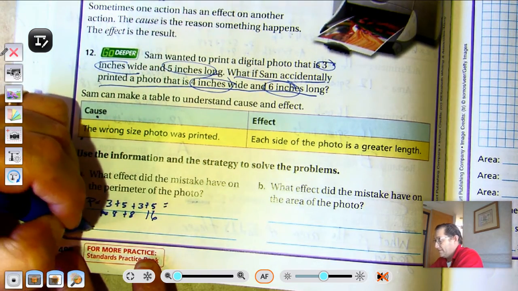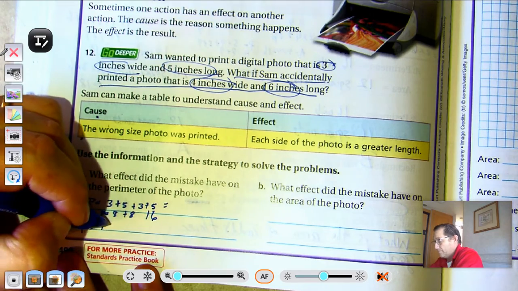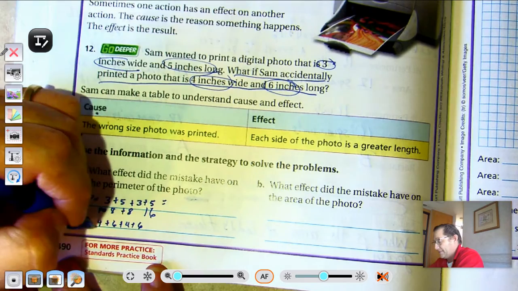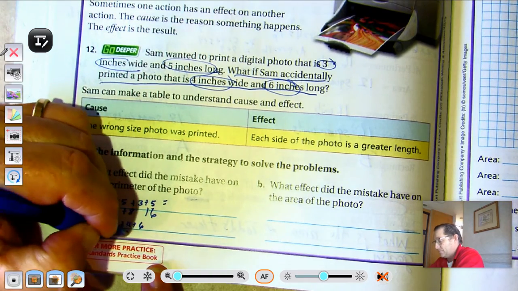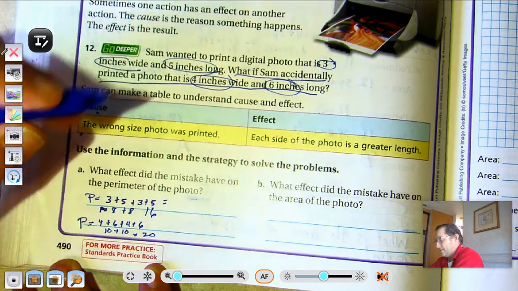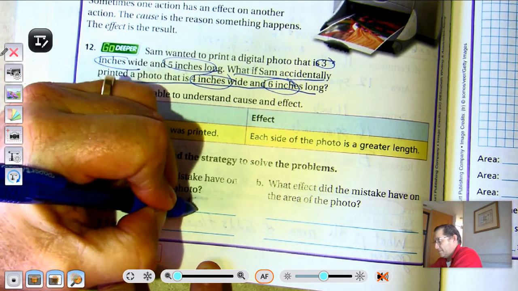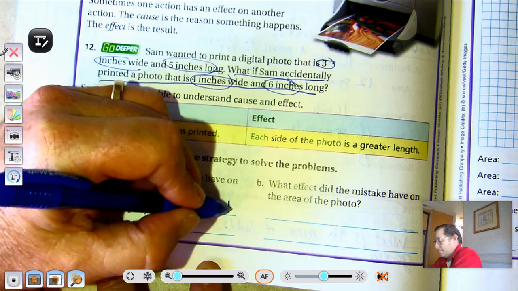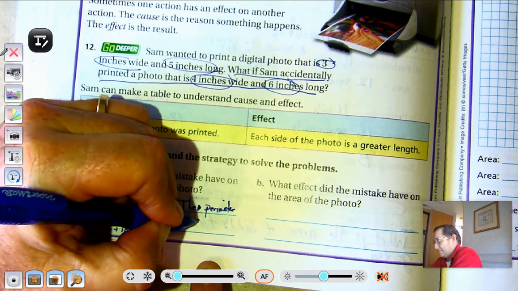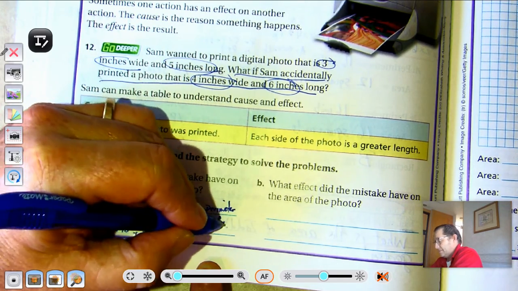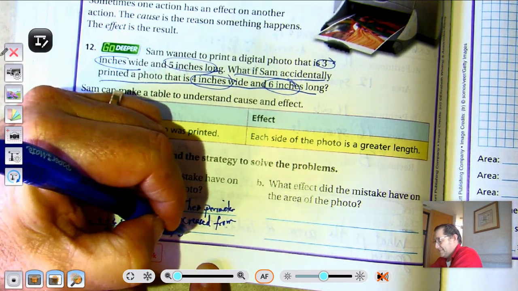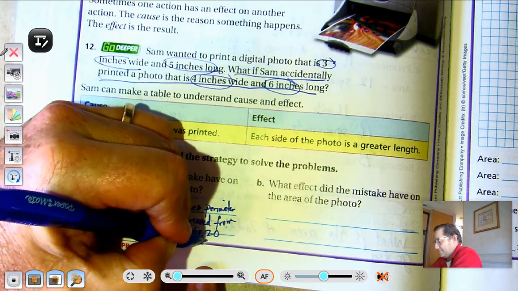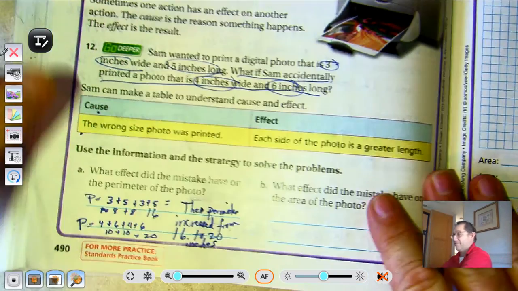The second one was a 4 by 6. So the other two sides also have to be 4 by 6. 4 by 6 is 10. So 10 plus 10 equals 20. So the perimeter increased from 16 to 20 inches. Okay, so it increased by 4.